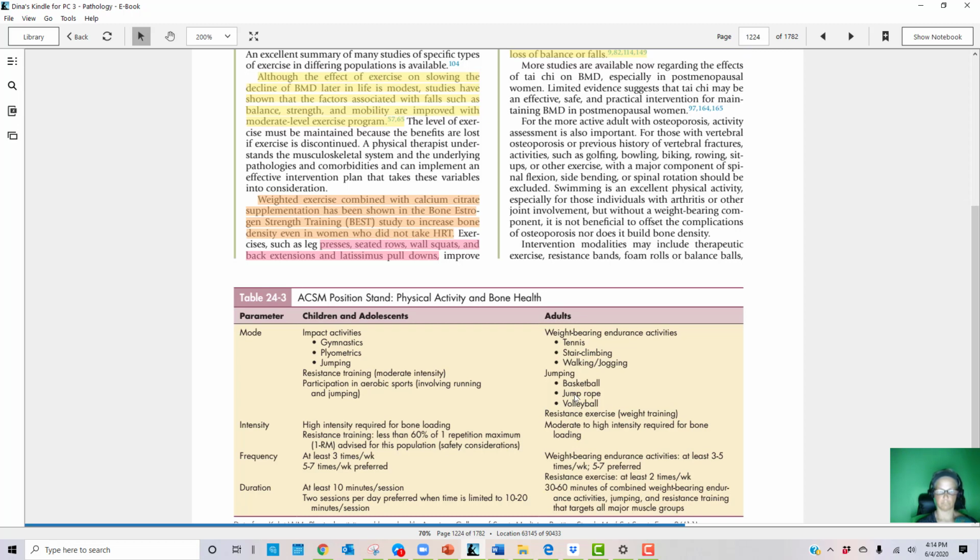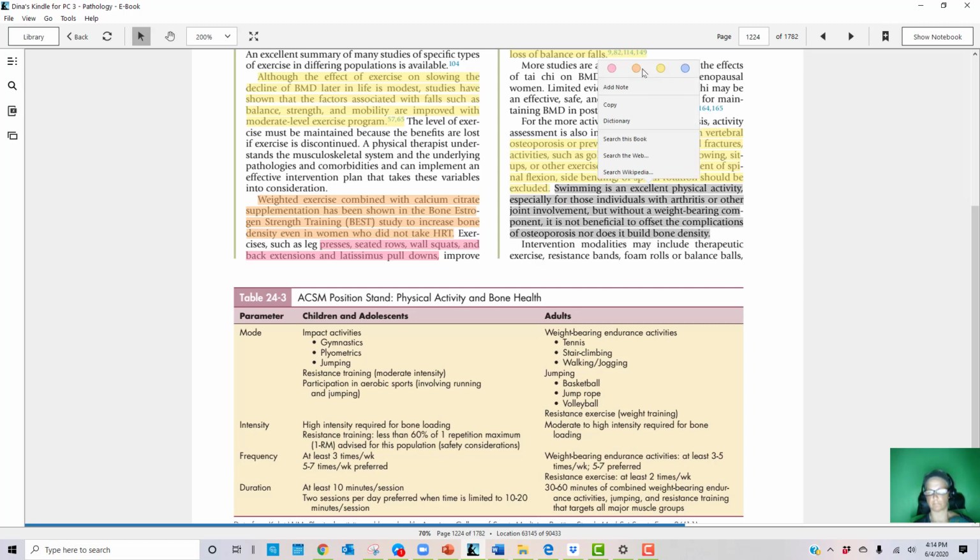For the more active adult with osteoporosis, activity assessment is also important. For those with vertebral osteoporosis or previous history of vertebral fractures, activities such as golfing, bowling, biking, rowing, sit-ups, or other exercise with a major component of spinal flexion, side bending, or spinal rotation should be excluded. Swimming is an excellent physical activity, especially for those individuals with arthritis or other joint involvement, but without a weight-bearing component. It is not beneficial to offset the complications of osteoporosis, nor does it build bone density.